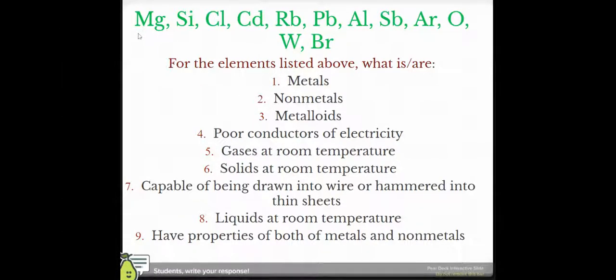So, for example, Mg, which is magnesium, is a metal, a solid at room temperature, and is capable of being drawn into wire or hammered into thin sheets. So I would say Mg, 167 in my notes.